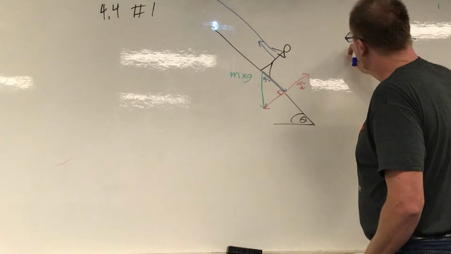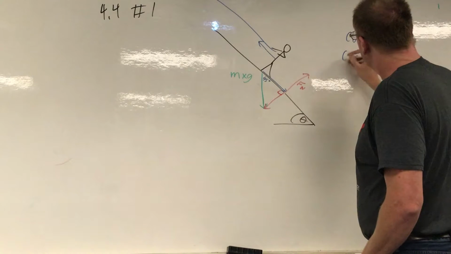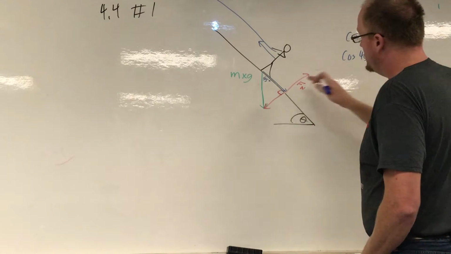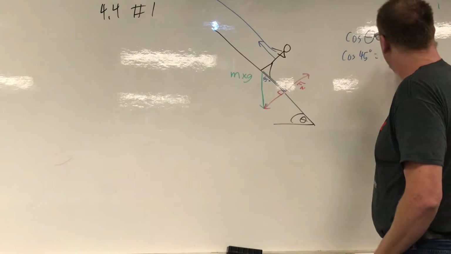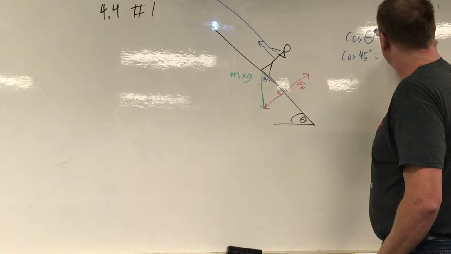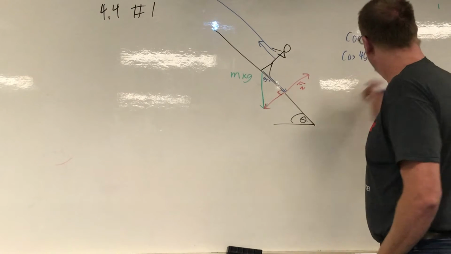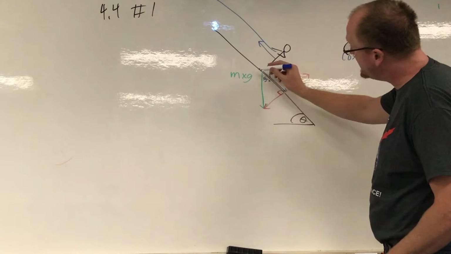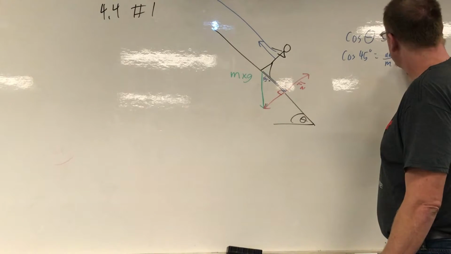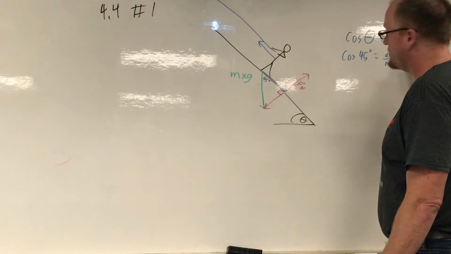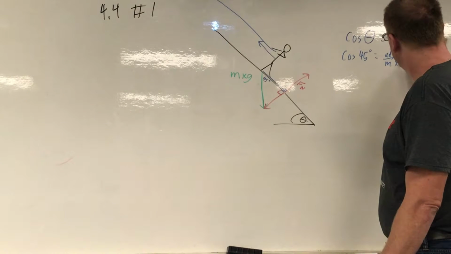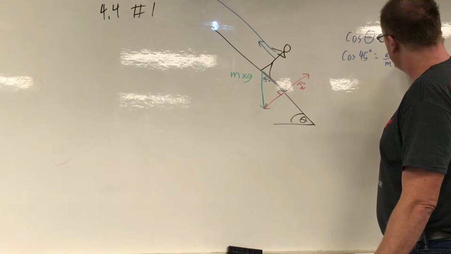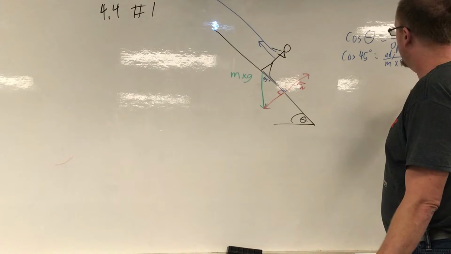So, what's our cosine? Cosine 45 degrees is equal to our adjacent. We don't know what that is, but we do know what the opposite is. The opposite's this line, so that's going to be the mass times the force of gravity, which a lot of your Earthlings remember will be 9.8 meters per second squared.